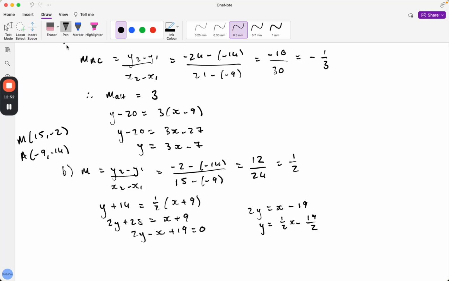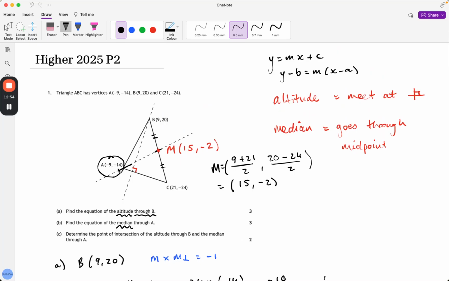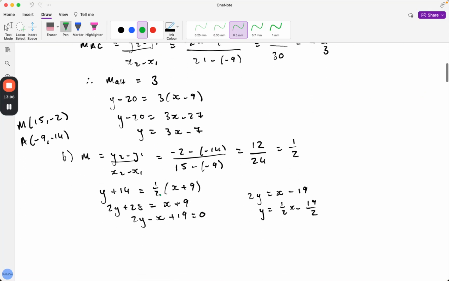Okay, so keep in mind that we're saying it's the point of intersection, and so we're looking for this point here where these two lines are crossing over. So whenever two things intersect, they're equal at that point. So that's why we're going to set them equal to one another. So we're going to use our y equals 3x minus 7 and our y equals a half x minus 19 over 2. So not necessarily the nicest numbers, but that's okay, we can still plough through it here.